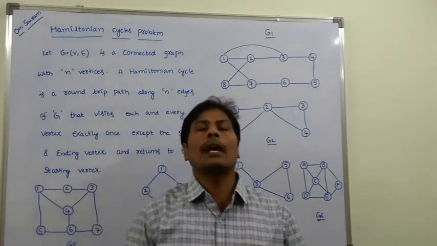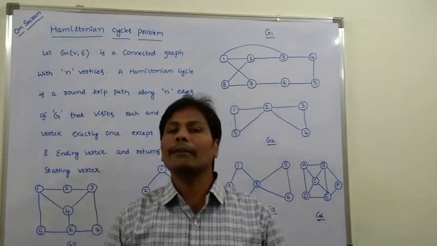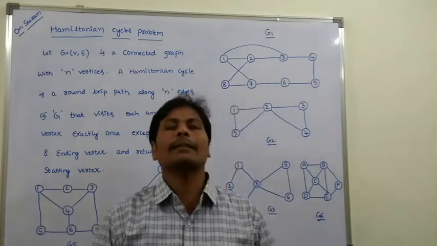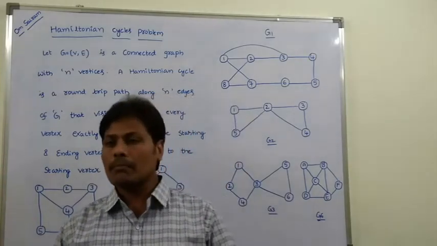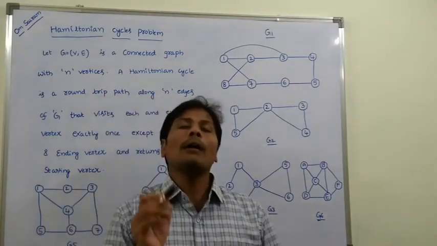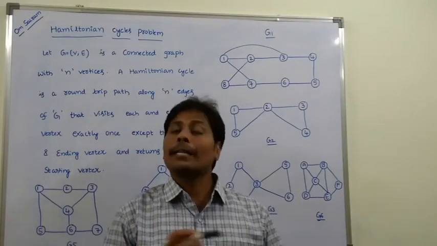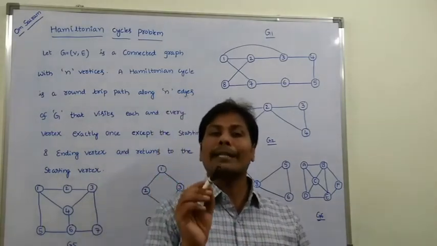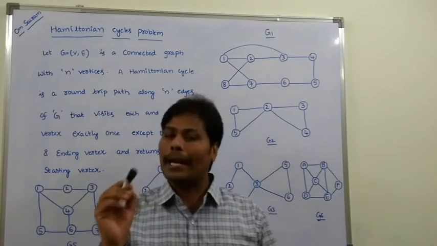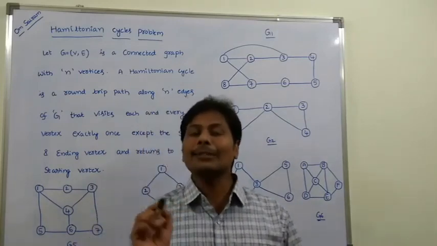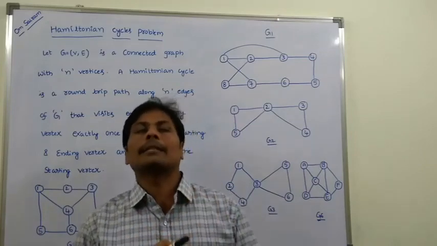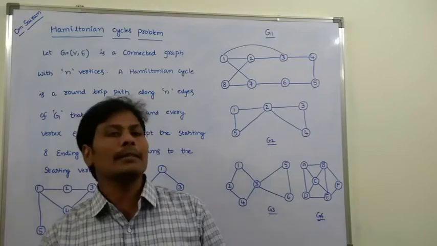So for finding a Hamiltonian cycle, the given graph G equal to (V, E) is a connected graph with n vertices. A Hamiltonian cycle is a round trip path along n edges that visits each and every vertex exactly once, except the starting vertex and ending vertex, returning to the starting vertex where we started. Then this is called a Hamiltonian cycle.